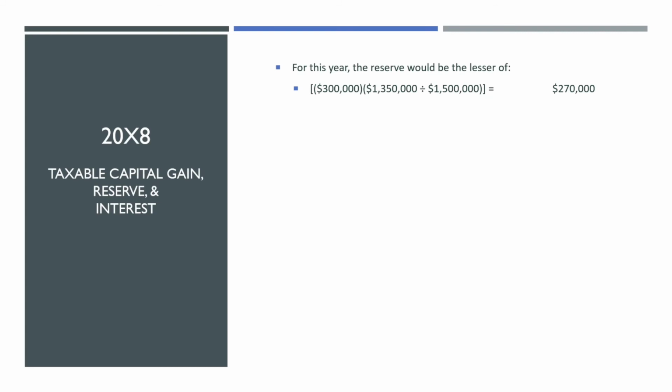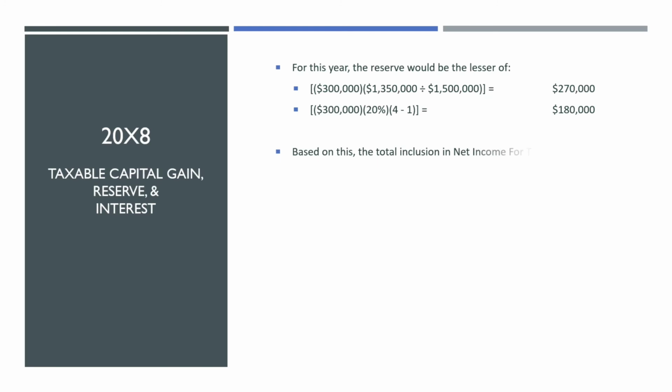We also compare that once again to 300,000 times 20% times 4 minus the taxation years that have ended after the disposition of the property. Last year has ended, so 1 year has ended. If we do the math, we get 180,000. This year's reserve will be 180,000. And don't forget, when we do the calculation, we need to add back the prior year's reserve.